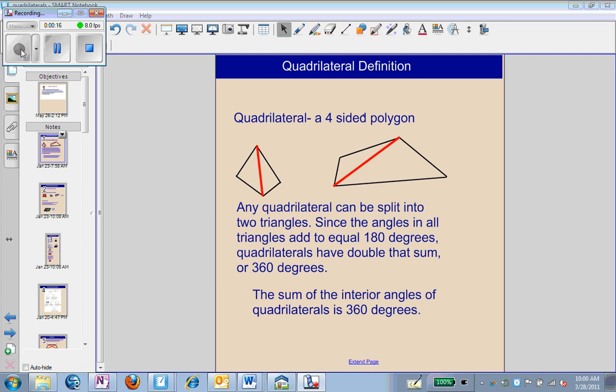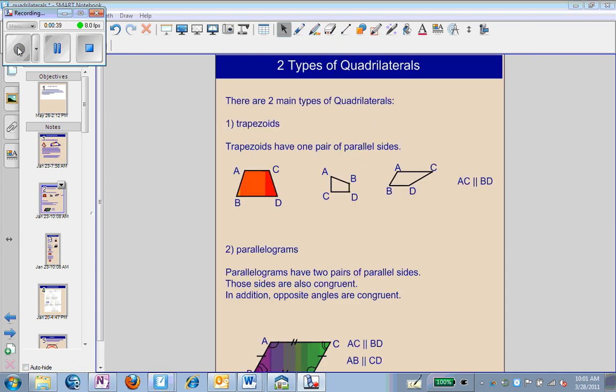So if you add the 180 plus 180, since there's two triangles in any quadrilateral, you'll get a sum of 360. So the four angles in any quadrilateral are going to add up to equal 360 degrees. So all four of those will add up to equal 360 degrees. Okay. There are two main types of quadrilaterals.